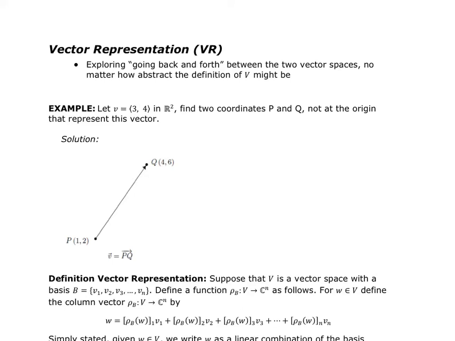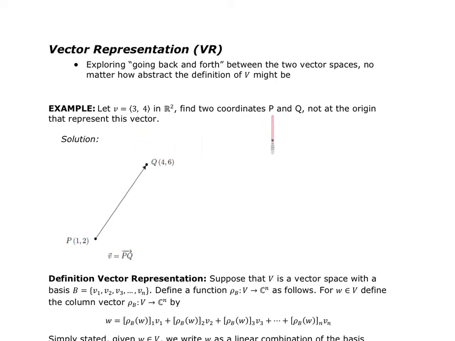In this video, we are going to explore vector representation by going back and forth between two vector spaces, no matter how abstract the definition of our vector space may be. As an example, let's start with something easy. This vector v is (3, 4). I'm in R2 because I have two entries.